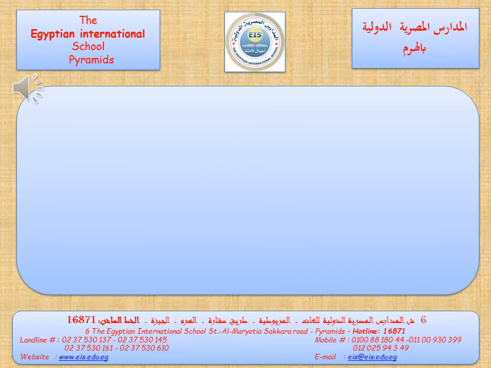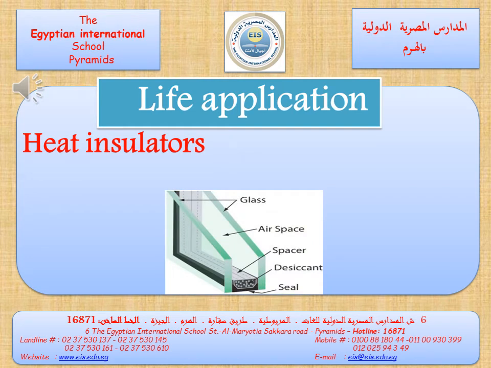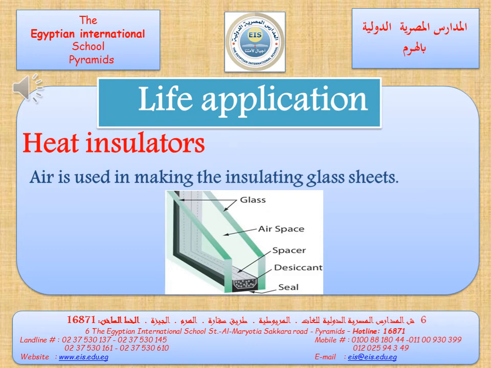Now we are talking about the life applications of heat insulators and heat conductors. The life application of heat insulator is the insulating glass window. This type of window consists of two glass sheets. Between the two glass sheets, there is a space. This space is filled with air. And we mentioned before that air is a heat insulator. So air doesn't allow the heat to flow through, making this type of window insulating for heat. That's why we call this window an insulating glass window.